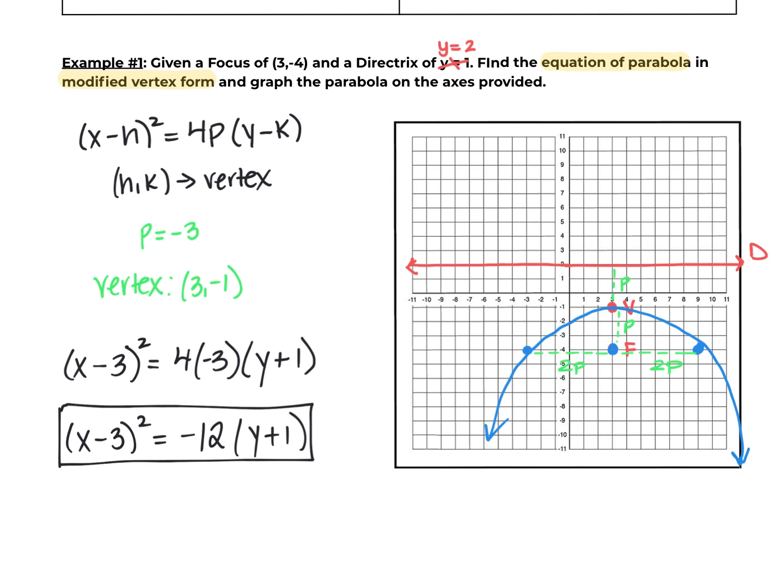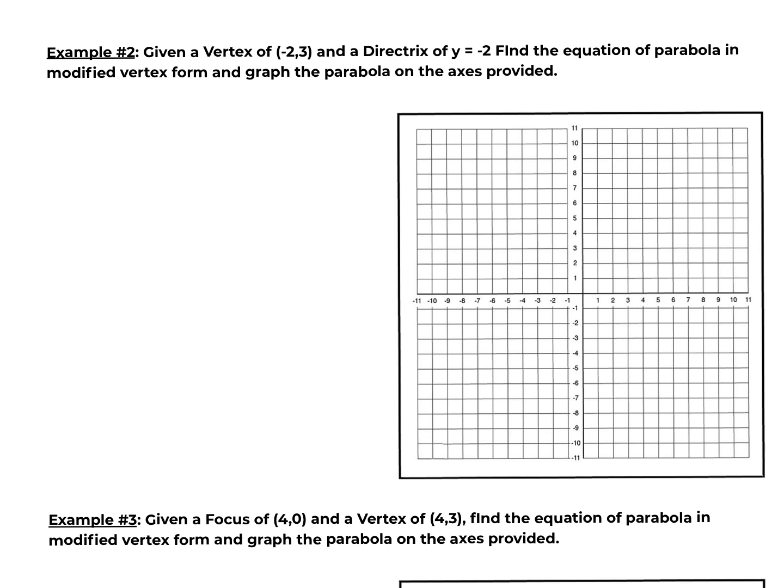All right, let's try another example. Let's look at example number 2. Please change your directrix to say y equals negative 1. Okay, so the same directions, they needed the equation of the modified vertex form: x minus h squared equals 4p, y minus k. So I first plot the negative 2, 3, which is right here, as my vertex. And I have a directrix of the line y equals negative 1.